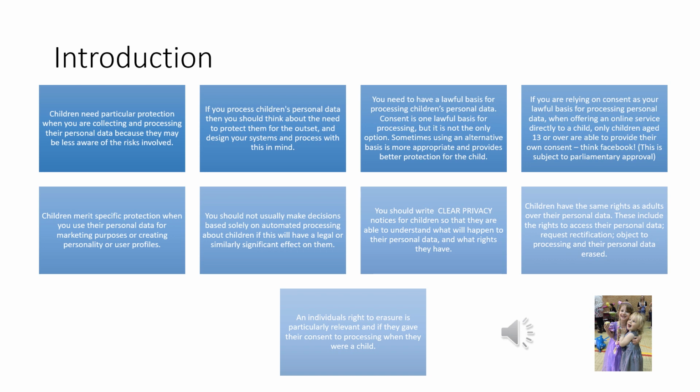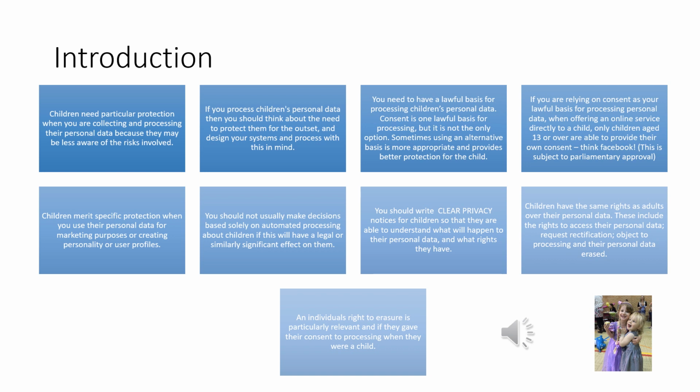If you are relying on consent as your lawful basis for processing personal data, when offering an online service directly to a child, only children aged 13 or over can give consent. Think Facebook. Children merit specific protection when you use their personal data for marketing purposes or creating personality or user profiles. You should not usually make decisions based solely on automated processing about children if this will have a legal or significant effect on them.